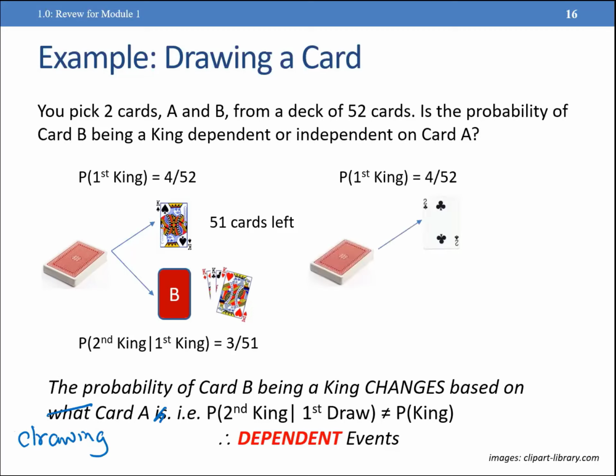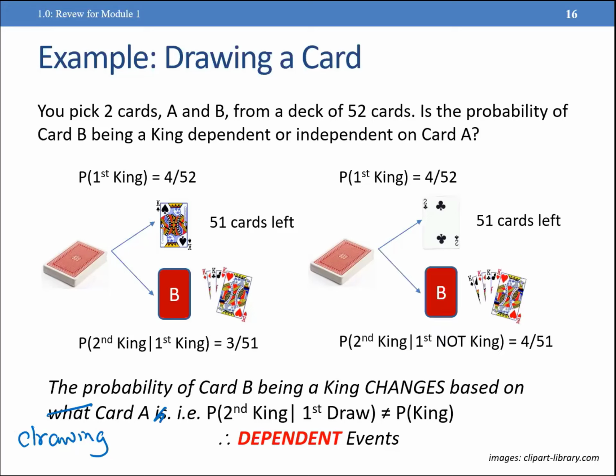Now, if that's not convincing, even if it wasn't a king to start with, I would still have 51 cards left. Card B, sure, it would be 4 left for the kings, but it would be 4 out of 51. The probability still has changed from 4 out of 52 to 4 out of 51. Regardless of what card A is, the probability of having a king, just because there's 51 cards left, has changed no matter what. So you can see that they'd be dependent.